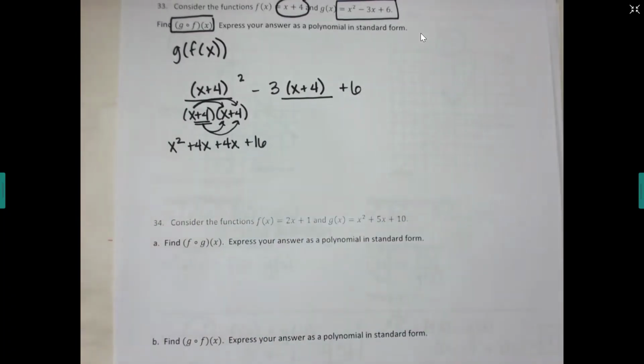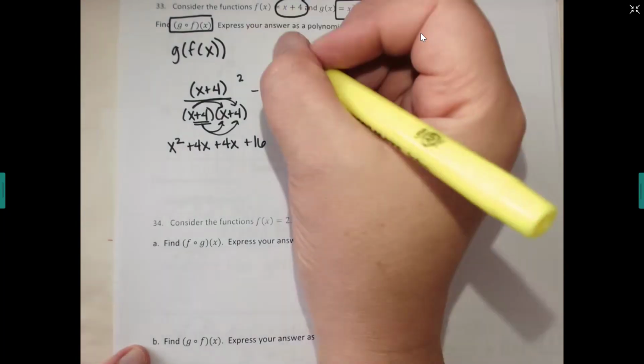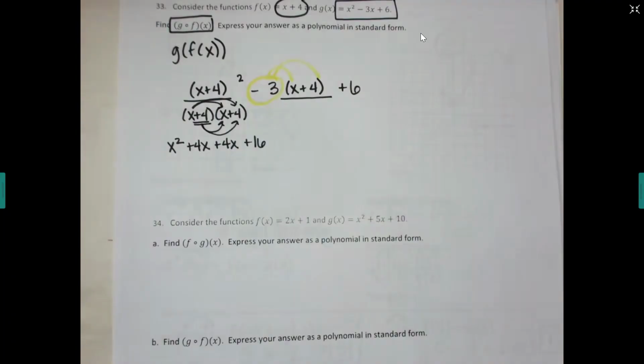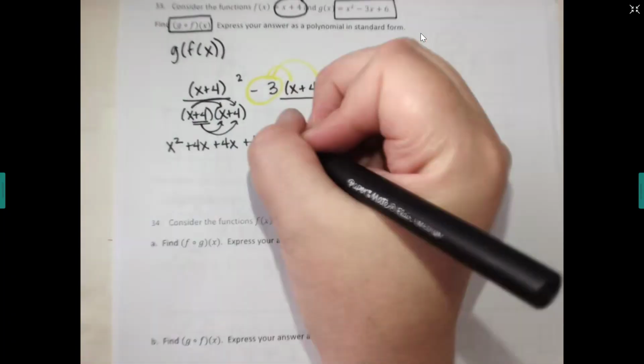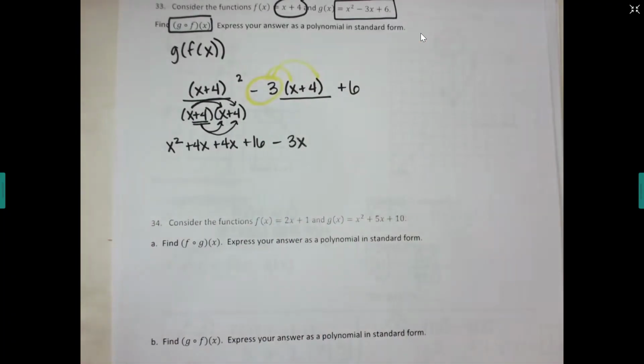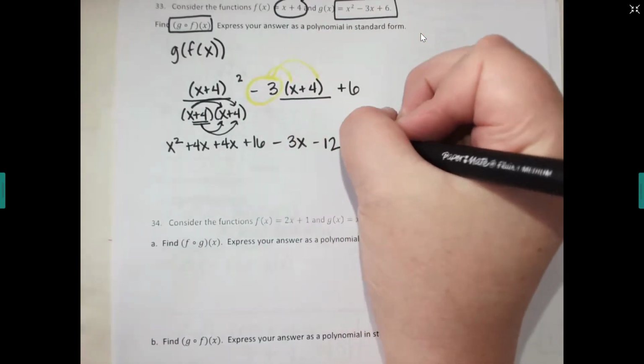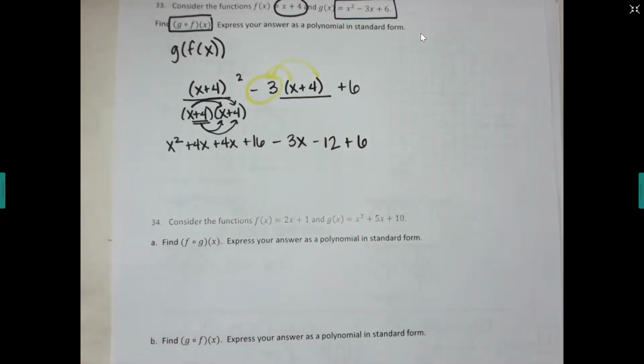Now, when I distribute this 3, what kind of 3 is it? A minus 3. So make sure that minus needs to come in with it. So minus 3 times x is a minus 3x. Minus 3 times 4 is a minus 12. And remember, the plus 6 stays the same until I combine like terms. So now I only have 1x squared.